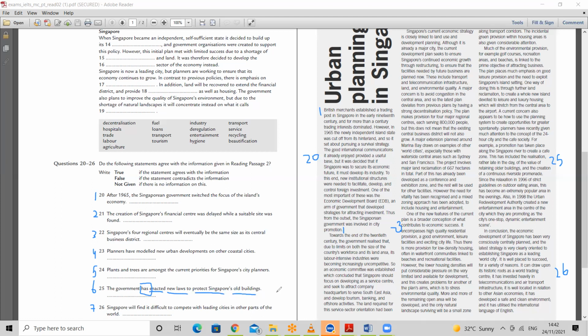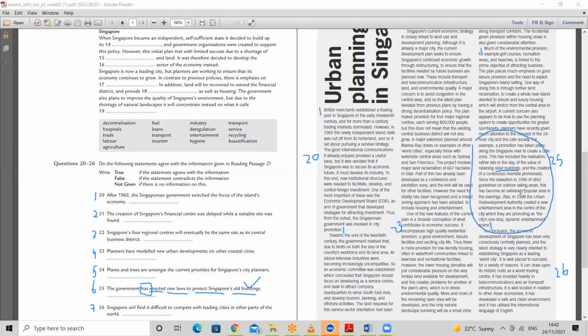Now I'm going to read this paragraph and scan through it with the key words like laws, enacted new laws, protect Singapore's old buildings. Now, when I start to scan the keywords, I can see there is the phrase older buildings that matches with this. What does that mean? It means that I'm going to read this part of the text very carefully, and this part of the text will help me decide whether the information is true or false, or whether the information does not exist.